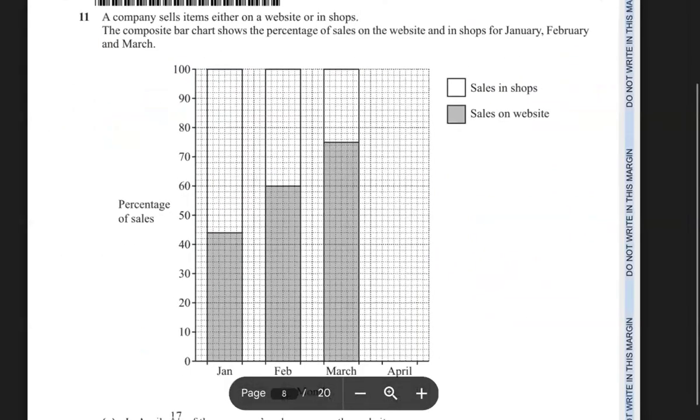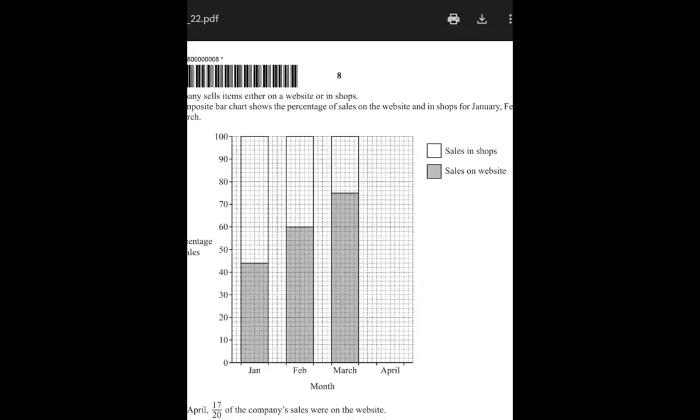Sorry. This one I think you need to go portrait mode. A company sells items either on a website or in shops. The composite bar chart shows... This is the first time composite bar charts have come out in a very, very long time. I hope the interpretation of the chart is pretty straightforward. The one that is shaded is the part sold on the website. The one that's not shaded is sold in your brick and mortar stores.